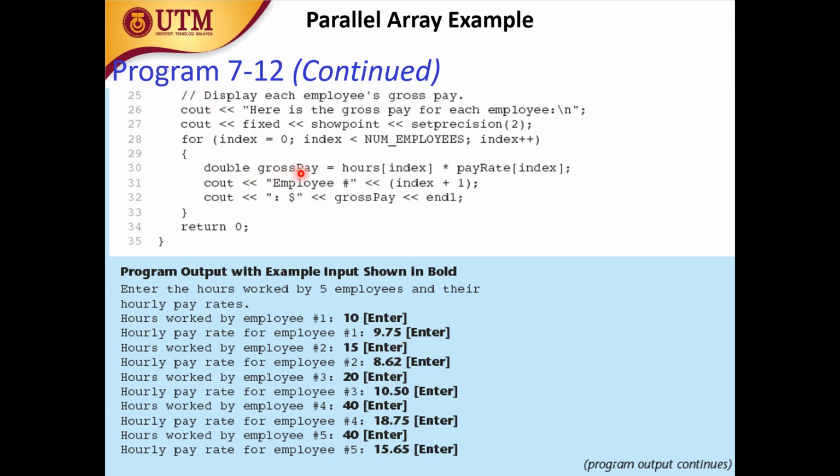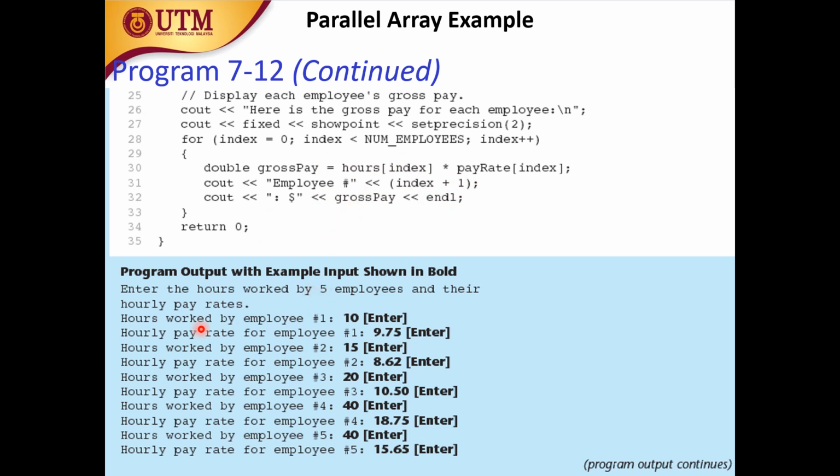At the end we are going to calculate the gross pay, which is the amount that employee is going to be earning. So the number of hours multiplied by the pay rate. So if he or she has worked for 5 hours and the pay rate is $5 per hour, 5 multiplied by 5 is going to be 25. And then we are going to print the employee number which is index plus 1, number 1, 2, 3, 4, 5, but the index we know starts from 0 up to 4, and print the amount which that employee has earned.